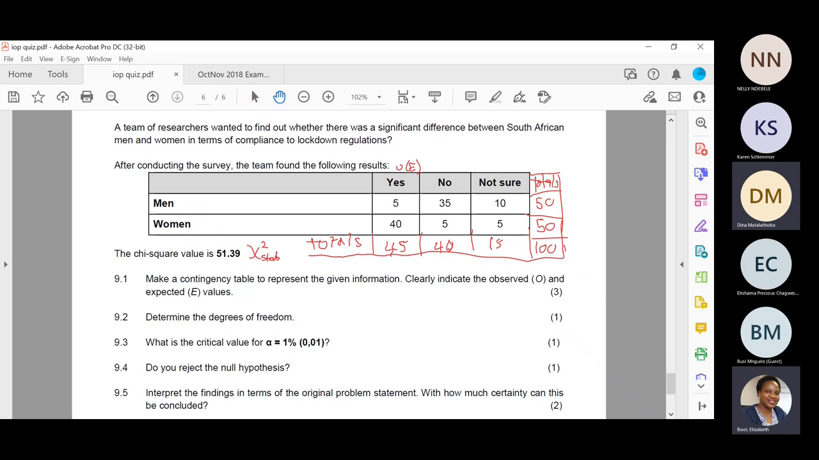Okay, so remember, in order for you to calculate the expected value, let's say we want to calculate the expected value for 5. We say the row total, which is 50, multiplied by the column total, which is 45. And remember, this is only 3 marks, but you have to do it that way. Divide by 100. I'm going to get you the values just now. 22.5, I think. 22.5. I will write them just now.